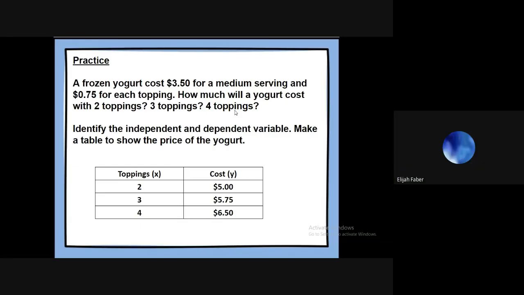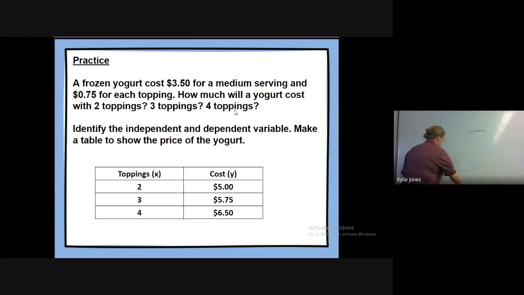Then you'd have to add something. You are correct. You'd have to add the $3.50. Good. We're taking the number of toppings, which is our X value. It changes. We don't know what it is. We're multiplying that by 75 cents, so 0.75 times the number of toppings. And then we're adding how much money for just buying a yogurt alone without toppings.